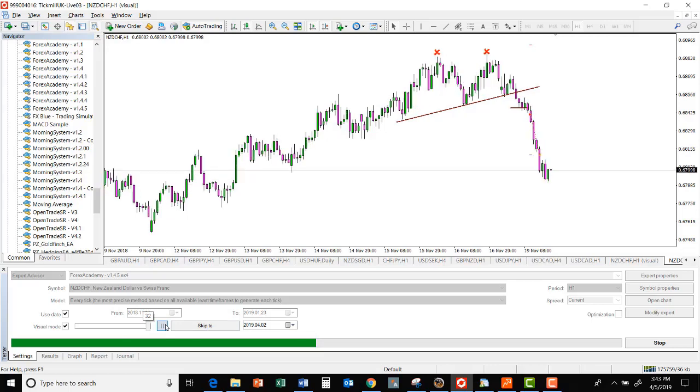And there it's hit its take profit target, and you see that the price moved very strongly after it opened that trade. So that's the way it works.